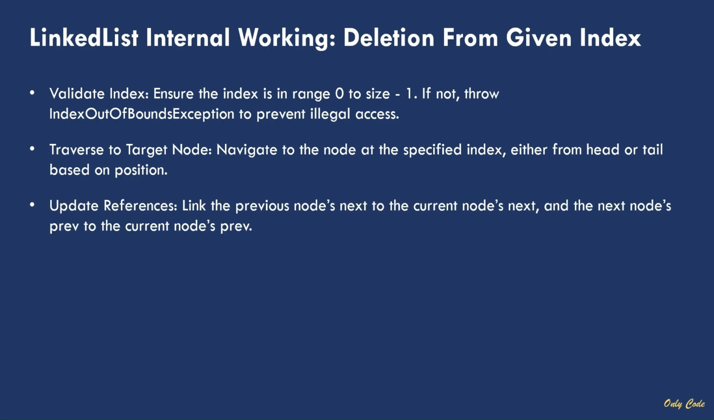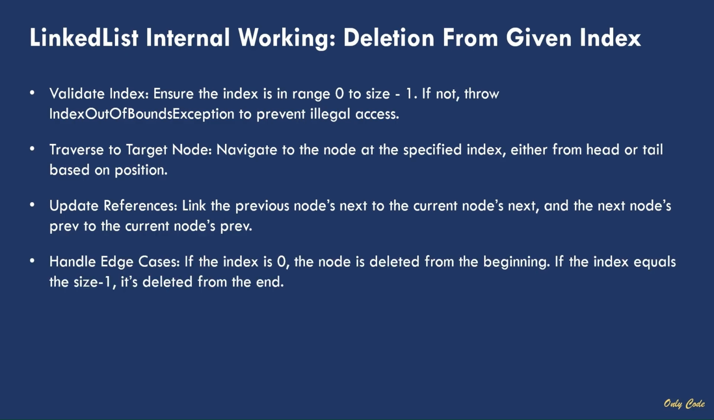We adjust the pointers. The previous node's next is set to point to the current node's next. Similarly, the next node's previous is updated to point to the current node's previous. This effectively removes the node from the list without breaking the chain. Handling edge cases. If the index is 0, it means we are deleting the head node, so we just move the head to head.next. If the index is size minus 1, we are deleting the last node, so the tail is updated to tail.previous. Finally, we reduce the size of the linked list by 1 to reflect the deletion.